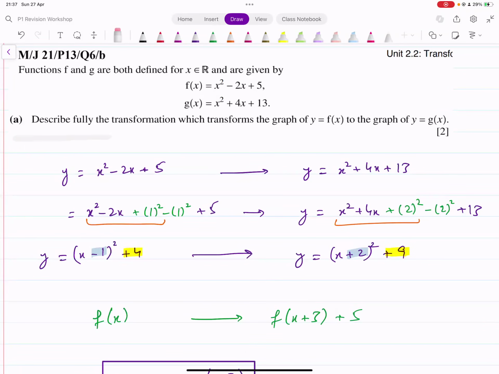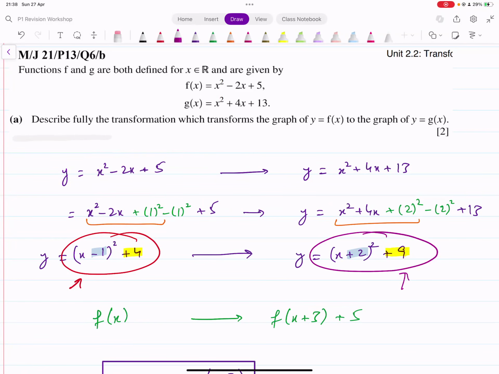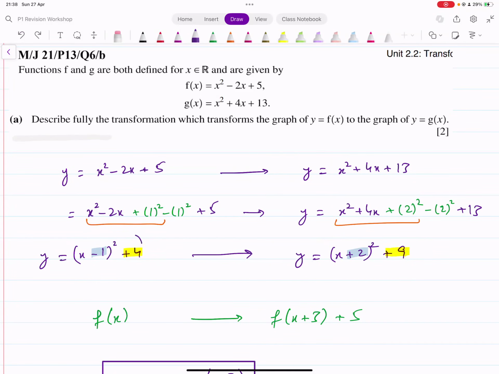This is x squared minus 2x plus 5. When you complete the square, it becomes x minus 1 whole squared plus 4. And then the final result is x squared plus 4x plus 13. When you complete the square, it becomes x plus 2 whole squared plus 9. And now you can look at this. What is changing in these functions? Outside the function, plus 4 is going to plus 9. What do you have to do to go from 4 to 9? You have to add 5. And that gets you to this final result.